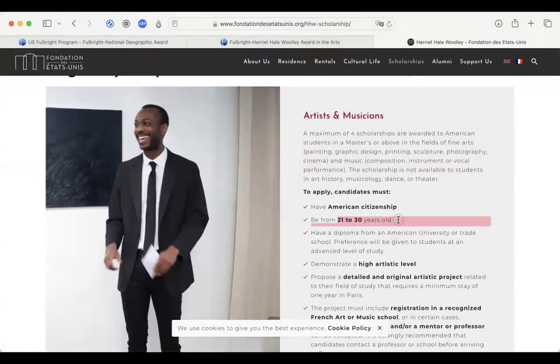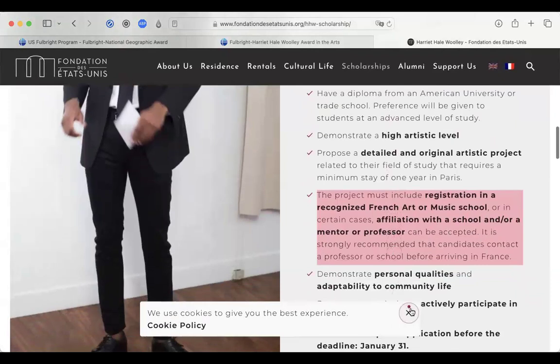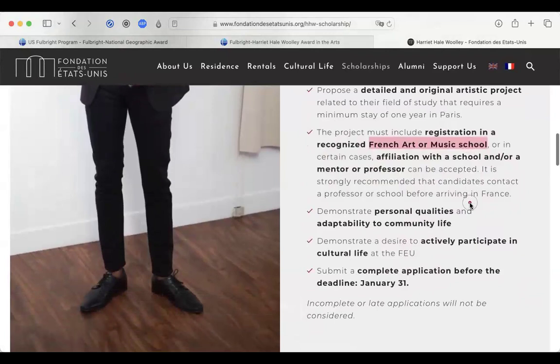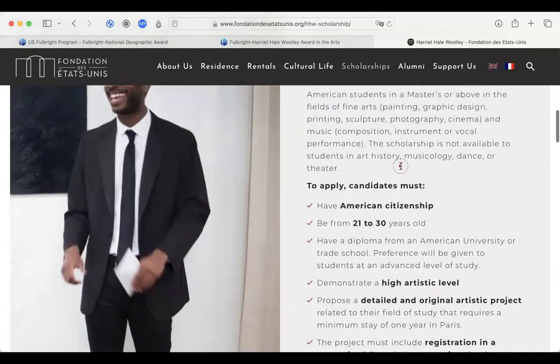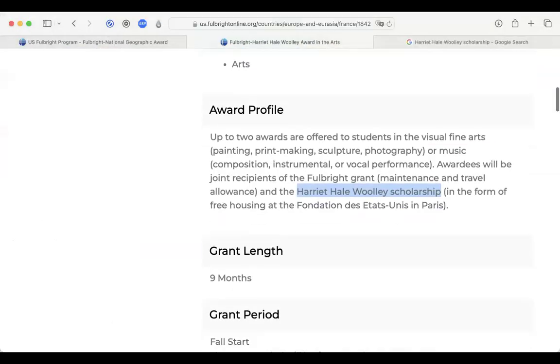So it must be 21 to 30 years old. If you graduated from college at 16, congratulations, you have a few more years before you are eligible for that. If you're over 30, then you're out of the window there. This does require that you register at a recognized, generally speaking, accredited school for the visual arts or music. And some of that, due to differences in the educational system, might be through studying with a private teacher or mentor. But we have this combination of things where it can be combined with the Fulbright Award.